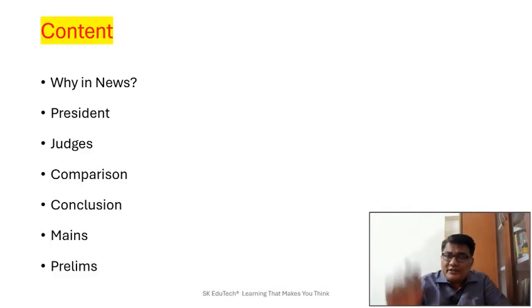Now in this particular video we will discuss why this topic is in news, how the President of India is removed from his position, and what the process is for removal of High Court judges and Supreme Court judges. Then let us compare whether both the processes are similar or different. If different, what's the difference? Then let us draw the conclusion and then, as usual, mains and prelims questions. So let's start the video.